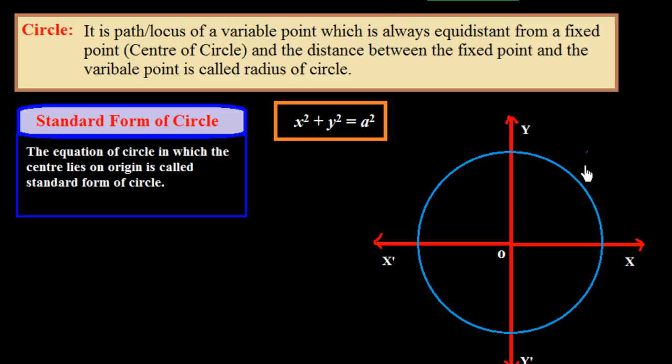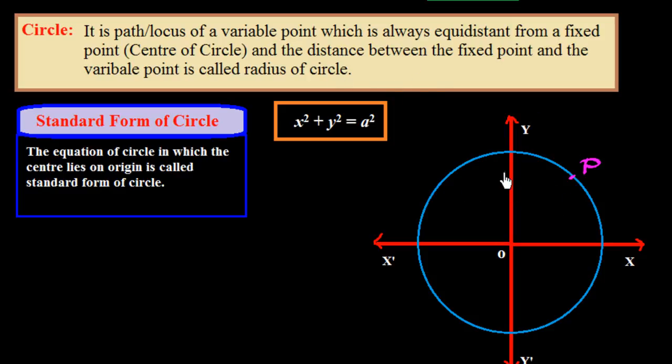There is a variable point I take here. This is our variable point P, and the path of this variable point is called the circle, which is always equidistant from a fixed point. The fixed point is the center of the circle, which is at the origin here. So this distance is always constant for this variable point. So the path of this variable point is called the circle. The distance from this variable point to the fixed point is called the radius of the circle. This is as per the definition I have explained here.